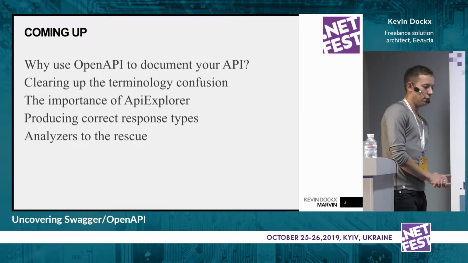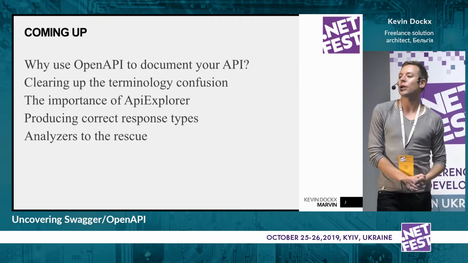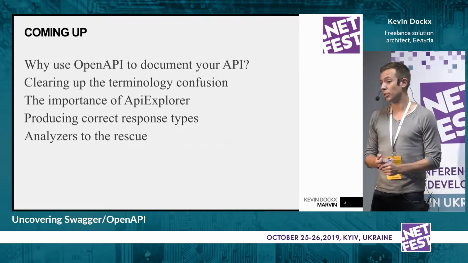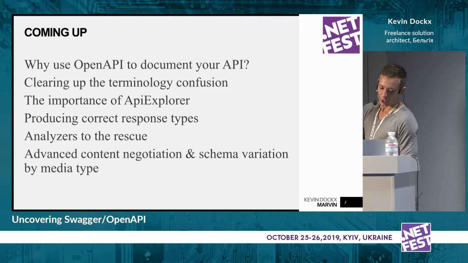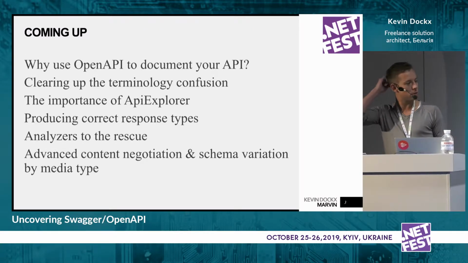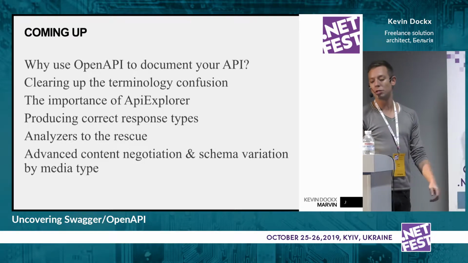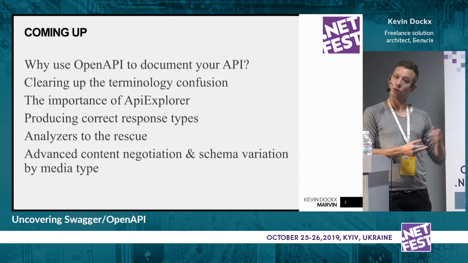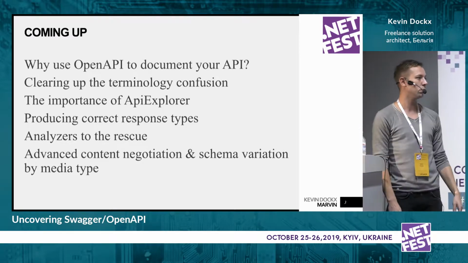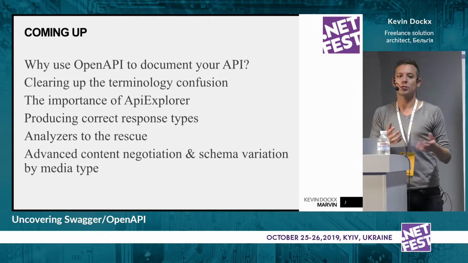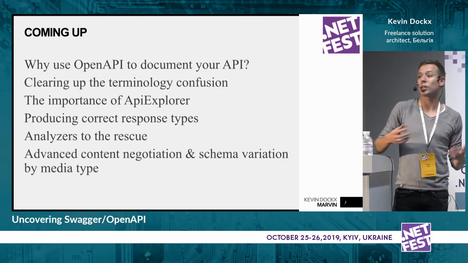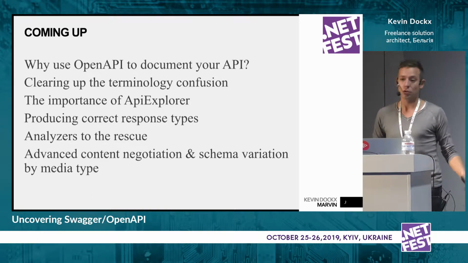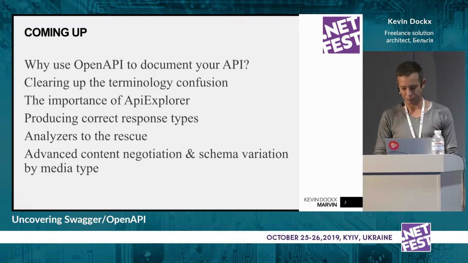We'll also look into a relatively new feature, analyzers. There's an API analyzer that can help you with producing correct documentation for your API. And we'll also look into a bit of an advanced topic, advanced content negotiation and schema variation. It's new since OpenAPI 3. So in the old versions, this wasn't supported and wasn't possible. But obviously, it is possible in REST. So a lot of RESTful APIs couldn't correctly be documented with old OpenAPI or Swagger versions. But now they can. So we'll look into how we can do that.